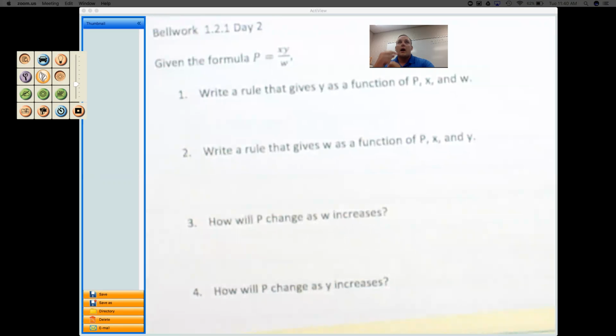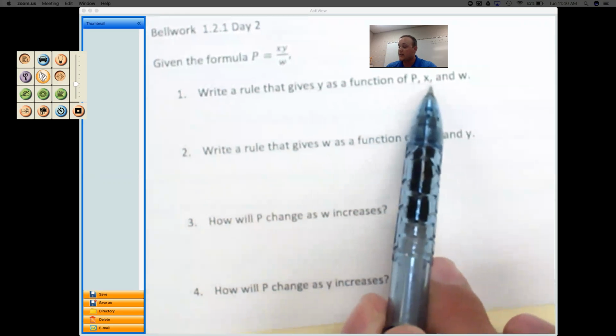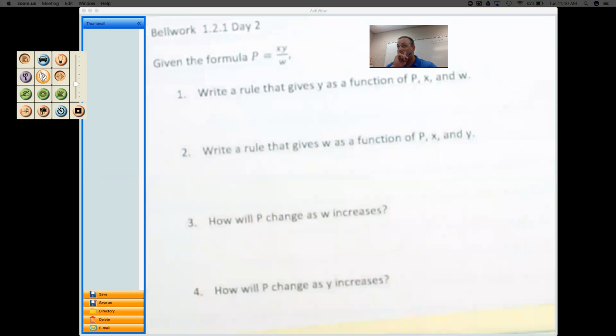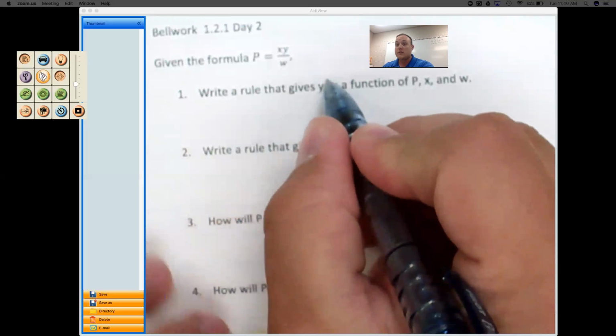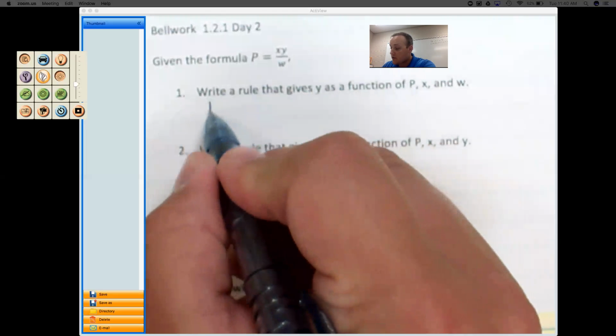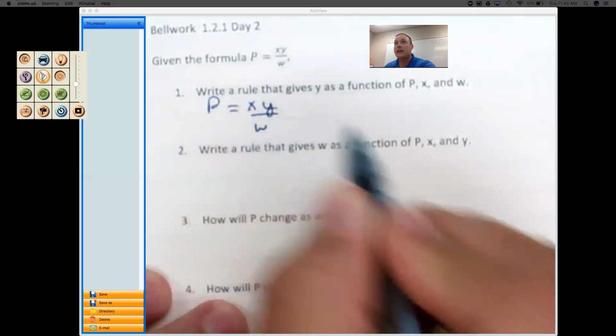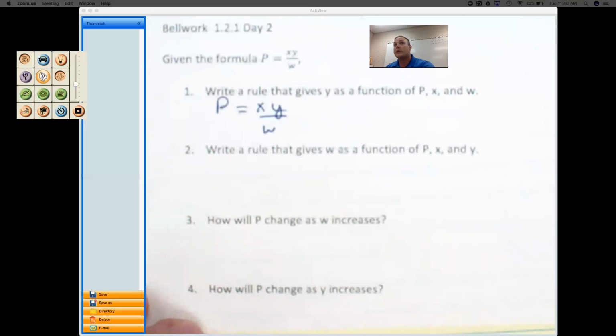All right, so we have that formula, and it says write a rule that gives y as a function of p, x, and w. And that means we have to have y solved by itself because that means it's a function of those other variables. Okay? So it's basically telling us to solve for y. So if I start with my original equation and I want to get y by itself, how do I start? Megan?